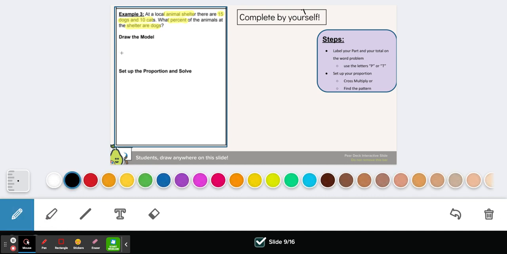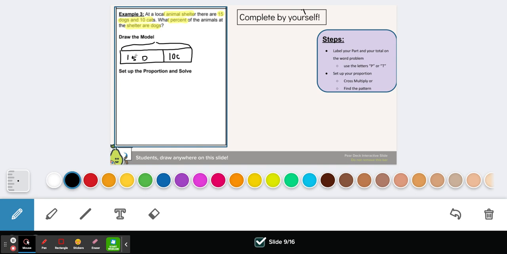So here, I'm going to have this. If this is all the animals at the animal shelter, I know part of them are dogs, which were 15. So I have 15. I'm going to write D for dogs. And then I have 10 cats, so I'm going to put 10C.